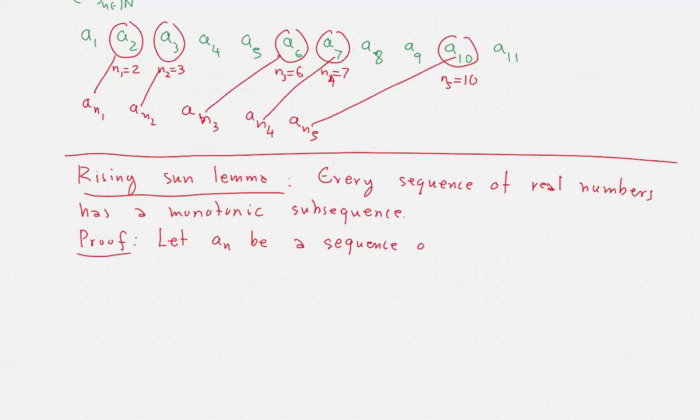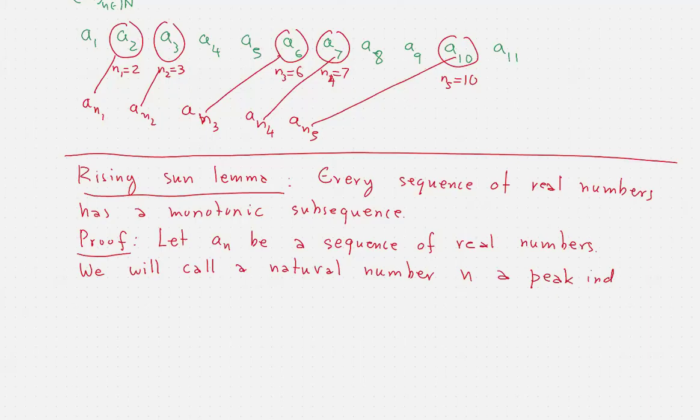We will call a natural number n a peak index for this sequence if a_m is less than a_n for m greater than n.